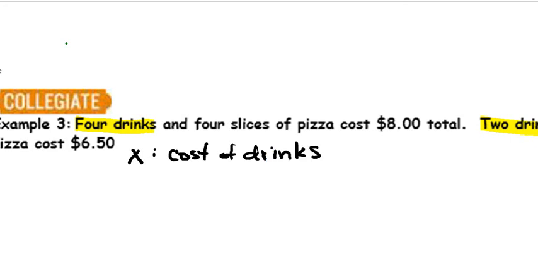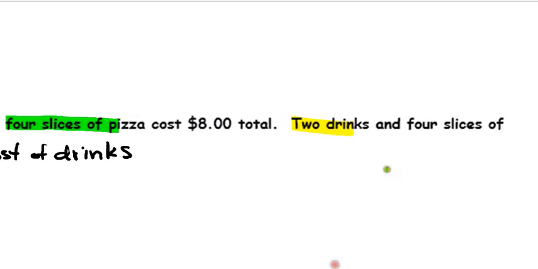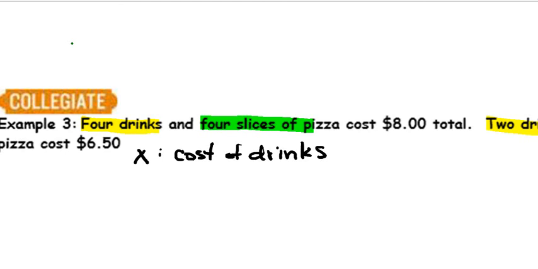And I can see that I have 4 slices of pizza. And what do I have here? Another 4 slices of pizza. So I know the number of slices of pizza I have. I don't know the cost. So I'm going to say this is going to be the cost of pizza, y. And once I have those variables defined, then I can write my equations.